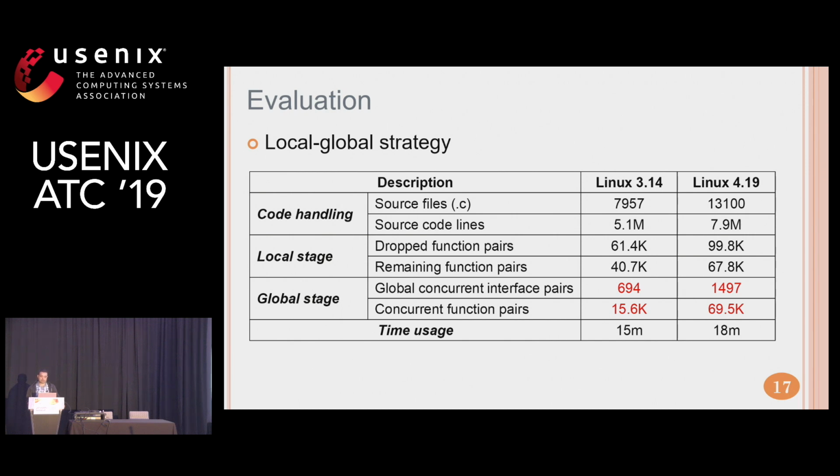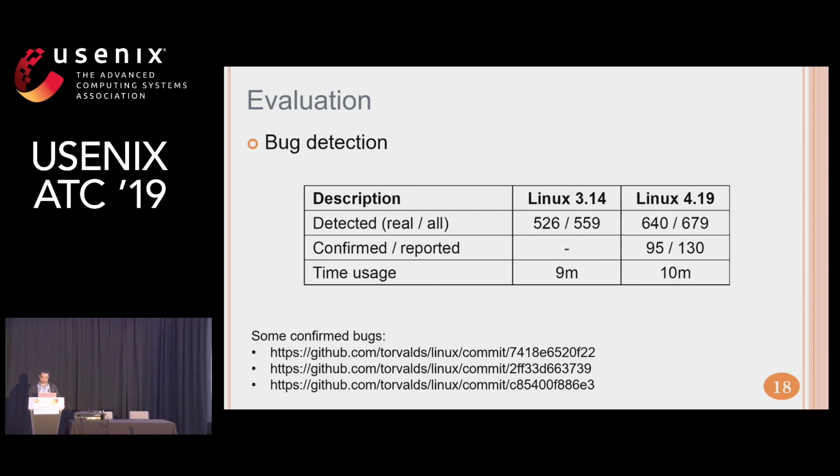It extracts thousands of concurrent function pairs in the driver code. With these pairs, DCUAF finds hundreds of concurrency use-after-free bugs. We manually check all of these bugs and identify that many of them should be real. We also sent 130 real bugs to driver developers, and 95 of them have been confirmed. The slide gives some links to some confirmed bugs.